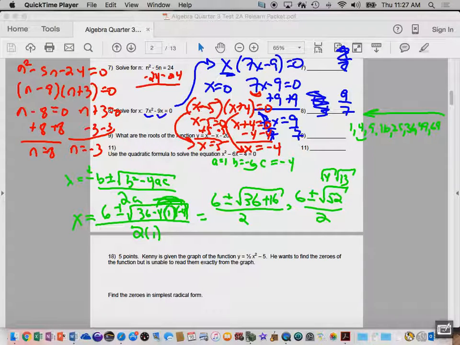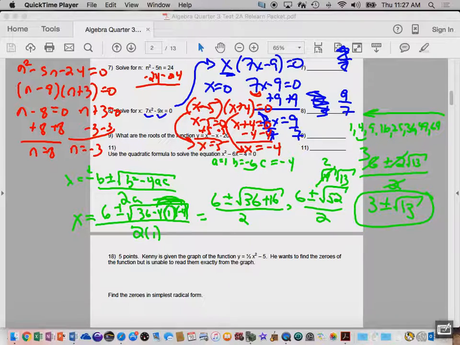What is the square root of 4? It's 2. So that gives me 6 plus or minus 2 radical 13 over 2, then divide 2 into all of those terms, and I get 3 plus or minus square root of 13. And that's my correct answer. I should write x equals 3 plus or minus the square root of 13.